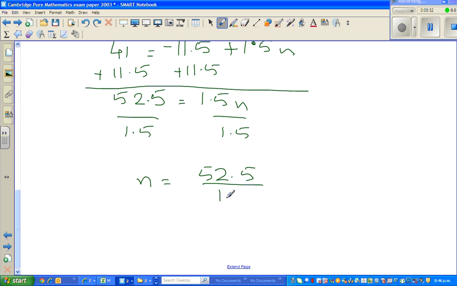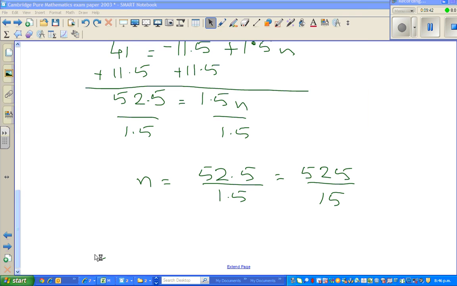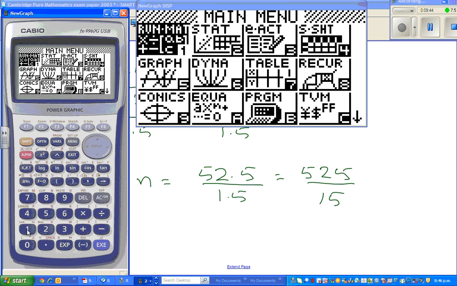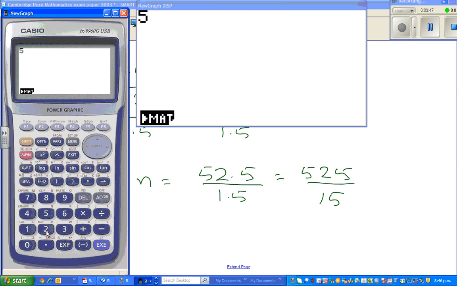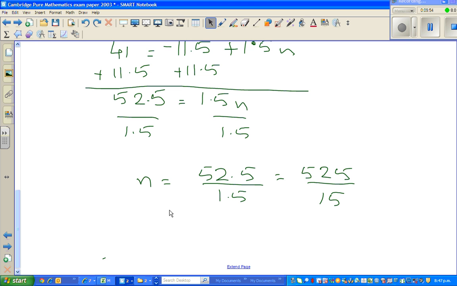52.5 divided by 1.5, which is the same as 525 divided by 15. You can use the electronic calculator that is allowed in the exam. So this is my electronic calculator, 525 divided by 15, that is 35. So that's fine. I can say now my n is 35. Okay, I'll continue in the next video to answer this question. Thank you very much.